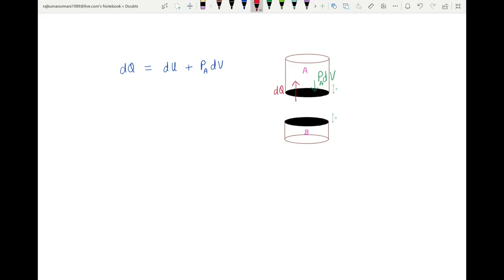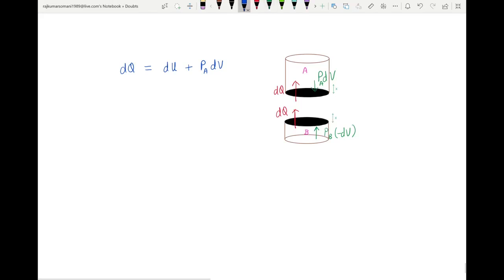It can't take place through the walls. So whatever heat is given to A has been taken from B. So I can say that heat taken from B is dQ. And let's say work done on this partition by the chamber B is pressure PB into volume would be minus dV. We are saying that dV is change in volume of A, so minus dV is going to be the change in volume of B because it is going to decrease.